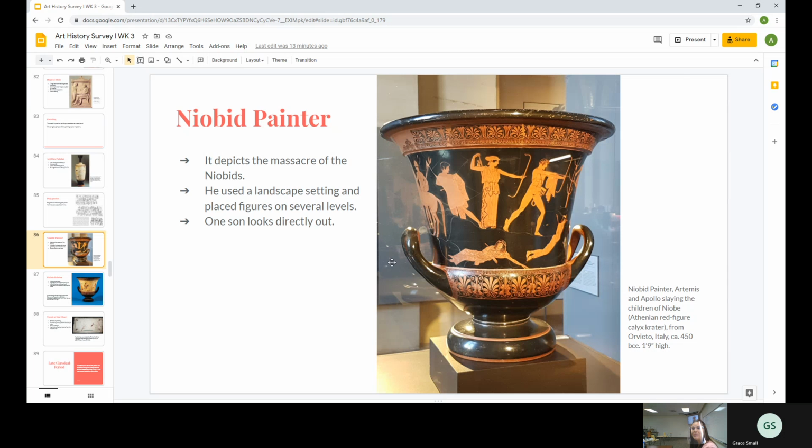Here we have the Niobid Painter's example. So we have not everyone on the same level here. Obviously, there's someone laying on the ground. He used rocks. This is not an actual crack. I mean, there are cracks in this, but this is an actual rock that these gods and goddesses are standing on, whereas other people are in front of those rocks and not standing on them, in the lower ground area. So a little bit more dynamic compositional choices being used in pottery.